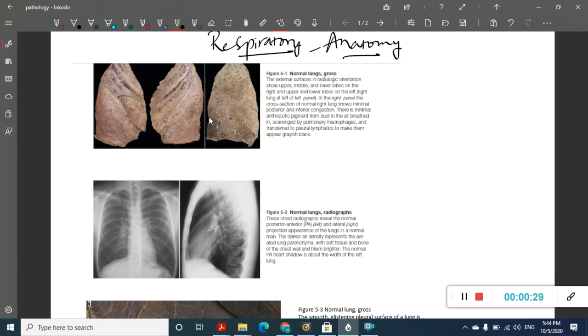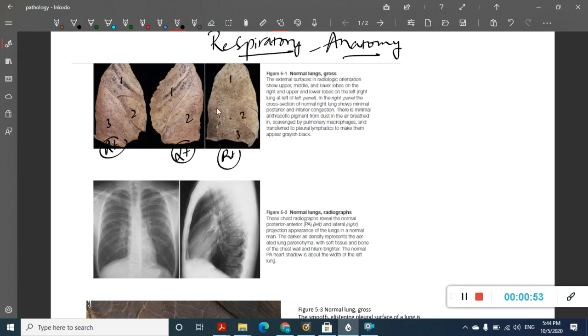So if you see, these are the lungs. Normal lungs. This is the right lung and this is the left lung. How am I going to identify this? Here there are 3 lobes, and here there are only 2 lobes, right? So based on the lobes you can identify whether it is the right or left lung. See here, 1, 2 and 3. See here the demarcation, so this is the right lung.